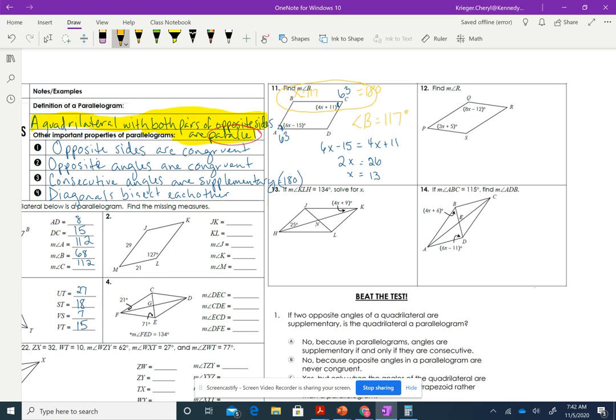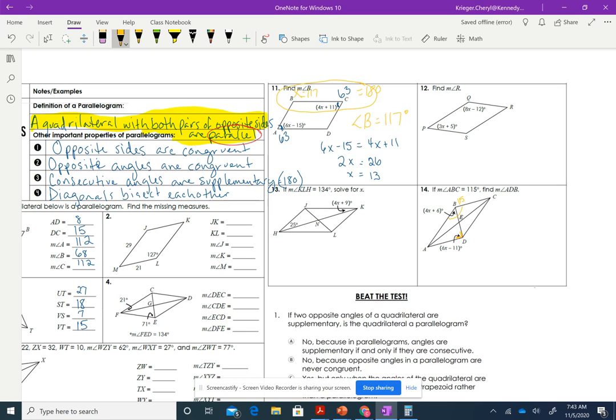Okay, I'll try number 14. I'll leave you guys 13. So number 14 says ABC equals 115. So that's the large one. Angle B is 115. Find ADB. That's this one right here where the arrow is pointing. Okay.